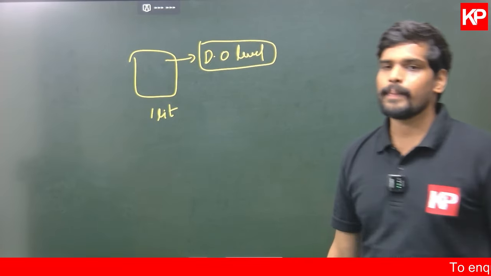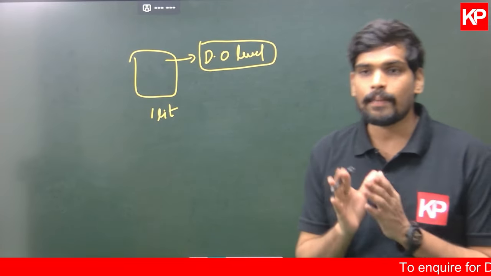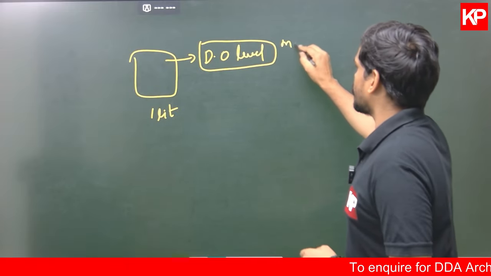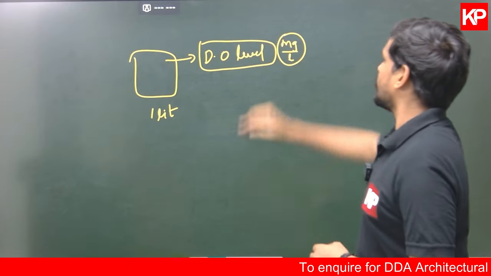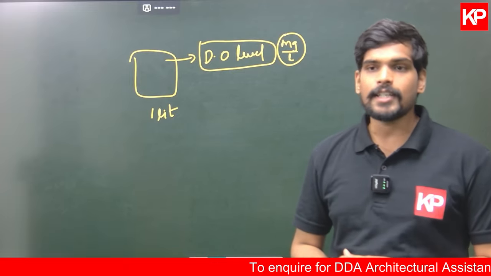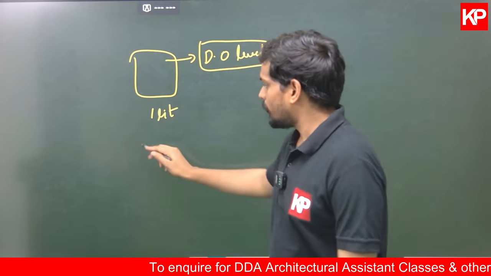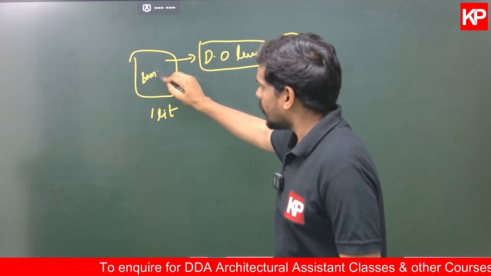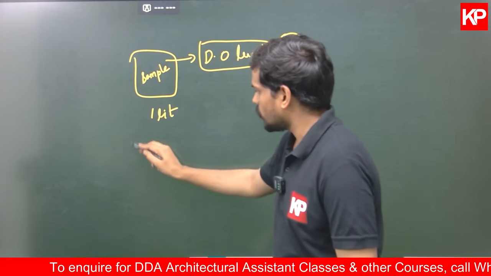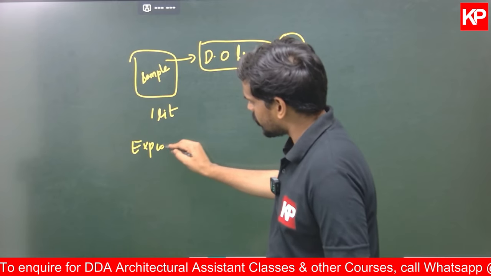This is also measured in milligram per liter. Basically, in 1 liter of sample, you measure how many milligrams of dissolved oxygen are present initially, the DO initial, the initial dissolved oxygen level. Then you place this particular sample in experimental conditions.